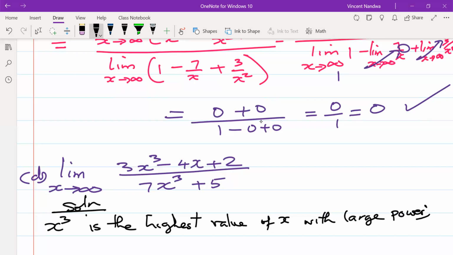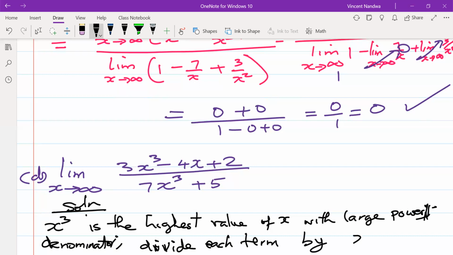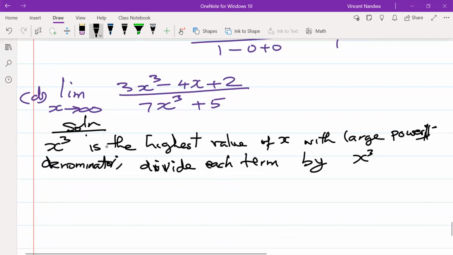So divide in the denominator. Remember the key thing is the denominator. So divide each term by x power 3. Not the coefficient of the x, but the x itself and its power. Once you have studied the terms in the denominator, the one that has the highest power is what you will be dividing by each term. So this is what I mean.